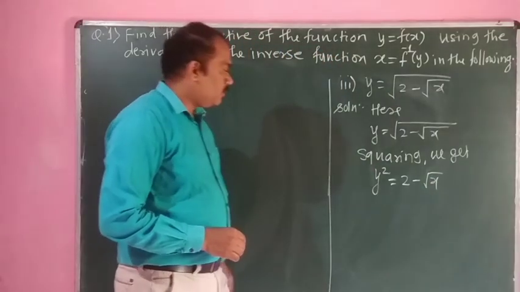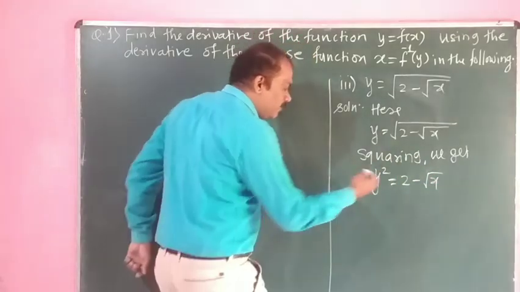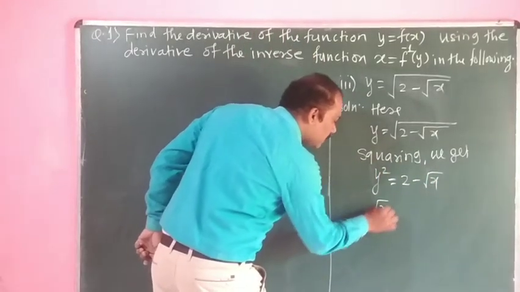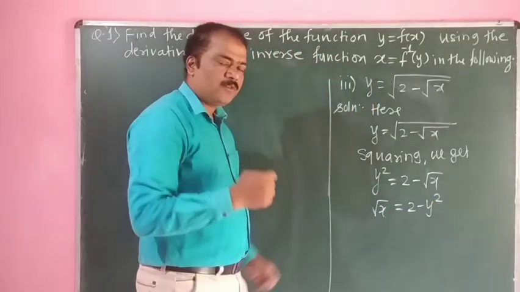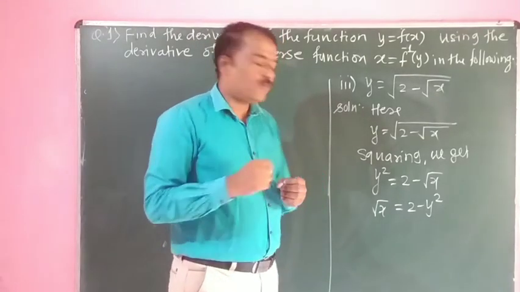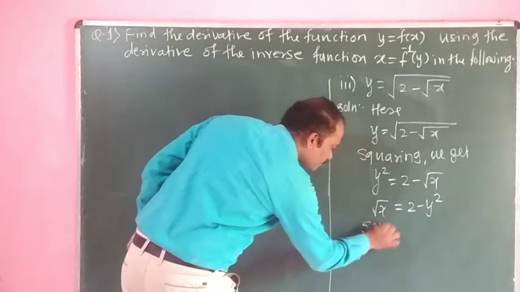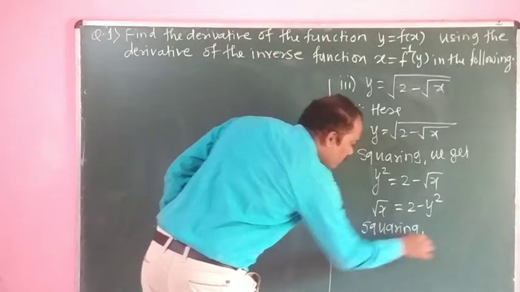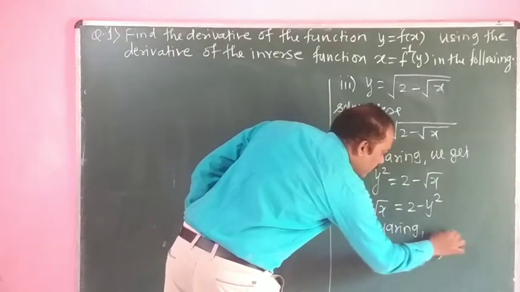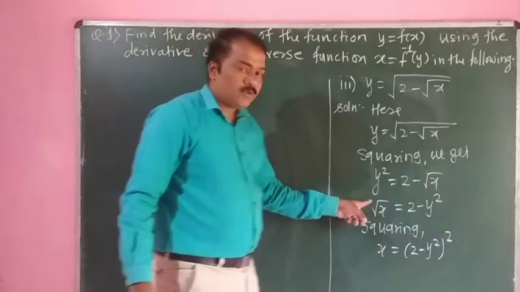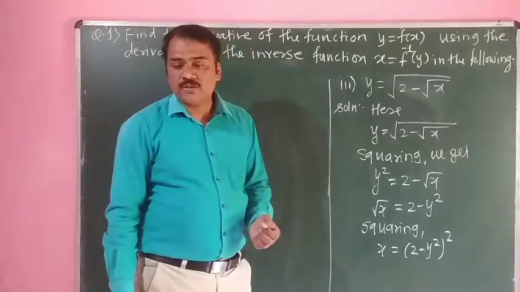Now we take the minus root of x on this side and y squared on the other side, interchanging the sides. That is, root of x is equal to 2 minus y squared. To find the inverse function means we have to express x in terms of y. Now again we take the square on both sides. Squaring, we get x is equal to (2 minus y squared) whole squared, as the square and square root get cancelled.